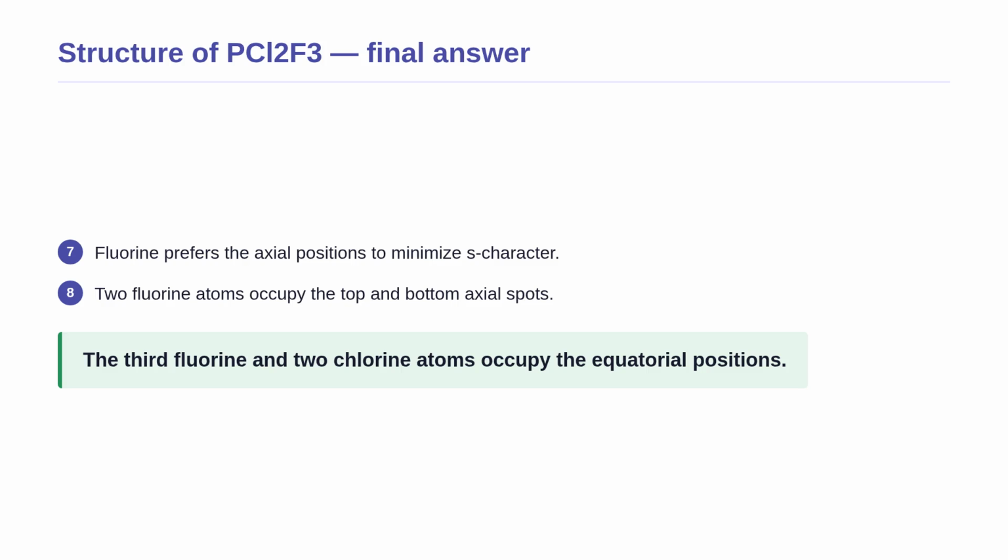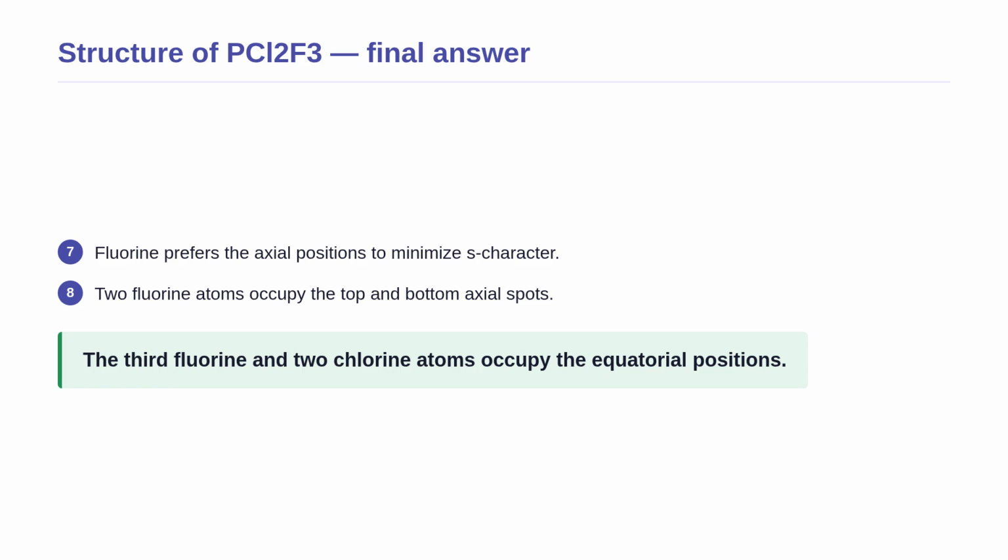This brings us to the final placement of the atoms. Because fluorine is more electronegative, it prefers the position with the lowest possible S character. Therefore, the fluorine atoms will naturally occupy the axial positions, which have 0% S character.